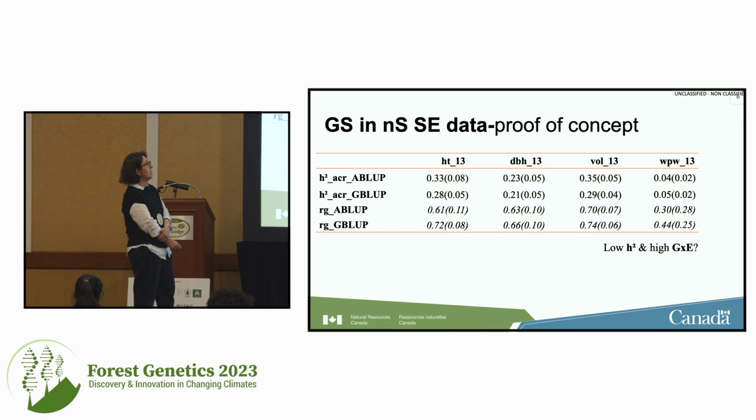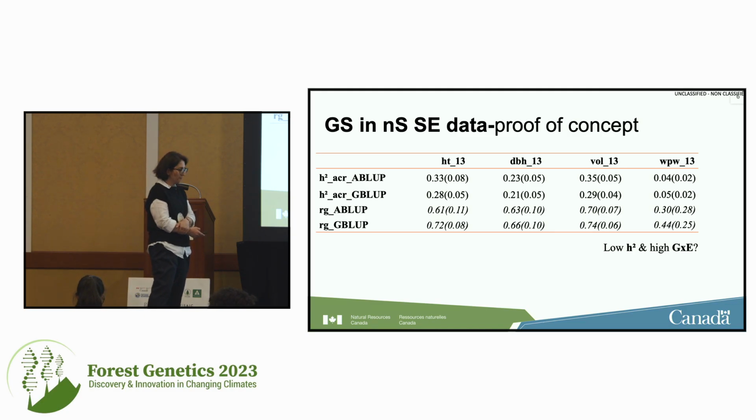So this is, again, a proof of concept study, looking at the A-matrix and G-matrix comparison for the predictive ability for this data set. We have all the trait across-site heritabilities, and the genetic correlations across sites. It seems like there is a high genotype by environment interaction, and especially for the white pine weevil, there is low heritability, basically not much genetic variation for white pine weevil.